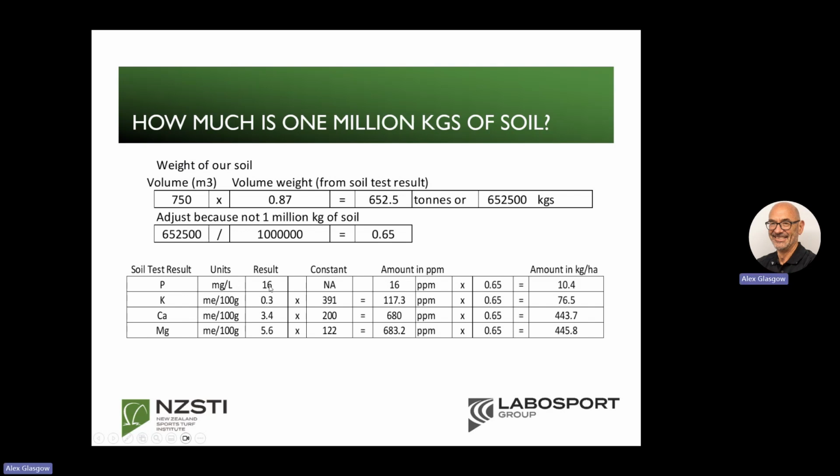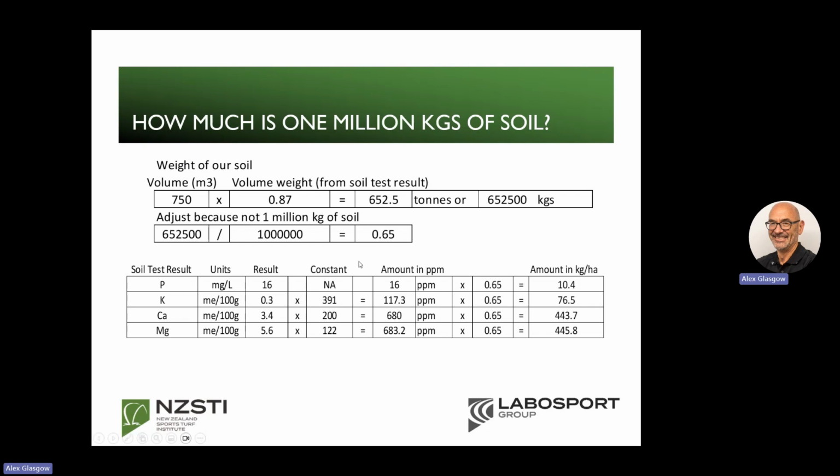Phosphorus, this number's already in parts per million, so we don't need to do this stuff down here. We've got 16 ppm phosphorus. Multiply it by this adjustment factor of 0.65, and that gives us 10.4 kilograms per hectare of phosphorus. Potassium, we take our milliequivalents per 100 gram number from the soil test and multiply it by our constant, so the soil test result is 0.3 times 391 gives us 117.3 ppm, and then multiply that by 0.65, and that gives us 76.5 kgs per hectare of potassium.